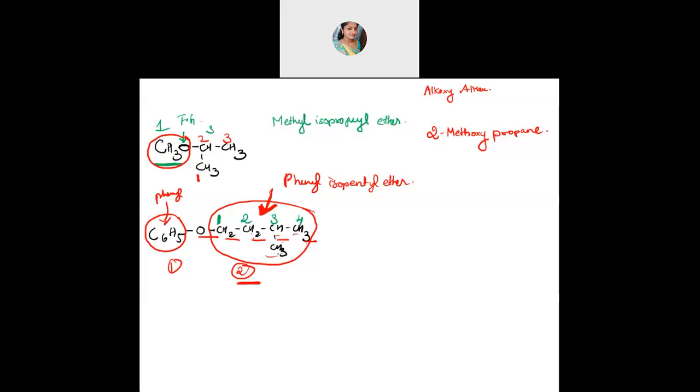Now third position, again there is one branch. Can you see? What is that? Methyl. So your name should be 3-methyl, and then 4 carbons with oxygen, butoxy. Understood? 3-methyl. See, a little twisting is there in this compound, so you should understand. I'll write on this side. It is 3-methyl, then the branch chain attached with the oxygen. That's butoxy.